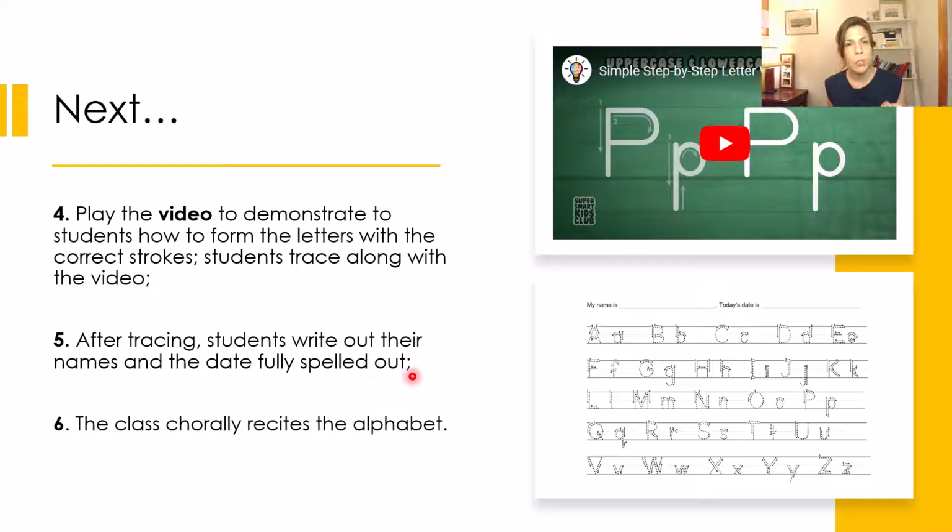After tracing, students write out their name and the date. And I would like you to model for your students how to write out the entire date, September 15th, 2022, September as a word. In this way, we're helping our students acquire the spelling of the months. And then finally, the class chorally recites the alphabet.